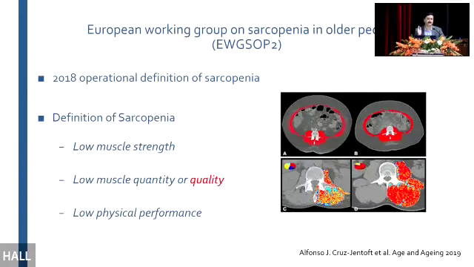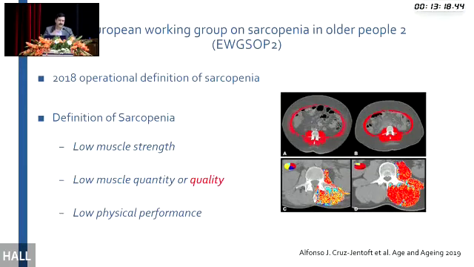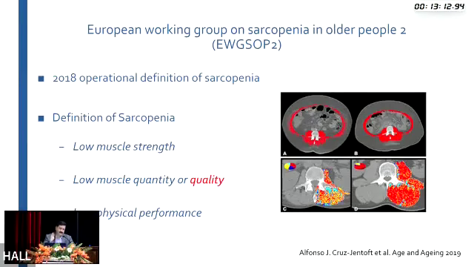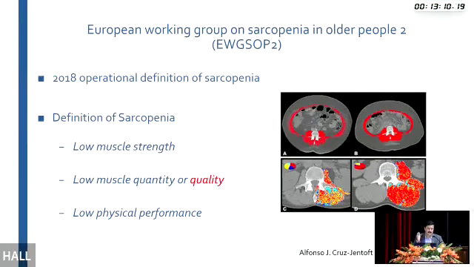This definition was revised in 2018 because they found that mass is not just important. The quality of mass, the strength and physical performance all are important. So they reversed the definition. Now the definition of sarcopenia in this consensus was low muscle strength, which is central because muscle mass would vary from population to population, gender, as well as ethnicity. So central is low muscle strength. And if with this you have low muscle quantity or quality, where we're talking about myosteatosis, and or low physical performance, then we label them as sarcopenic.